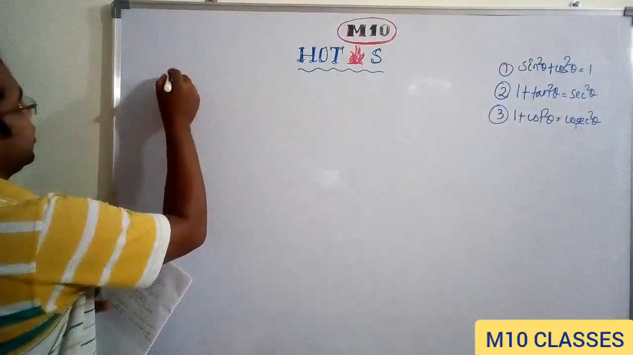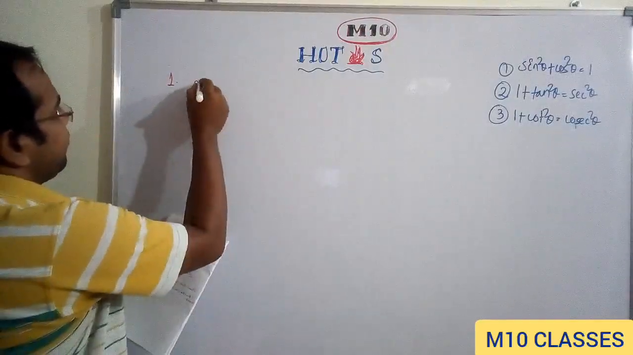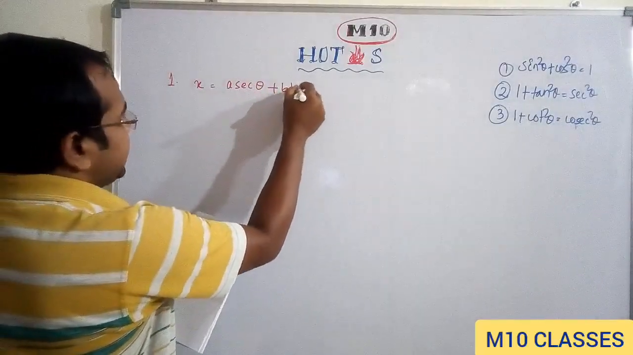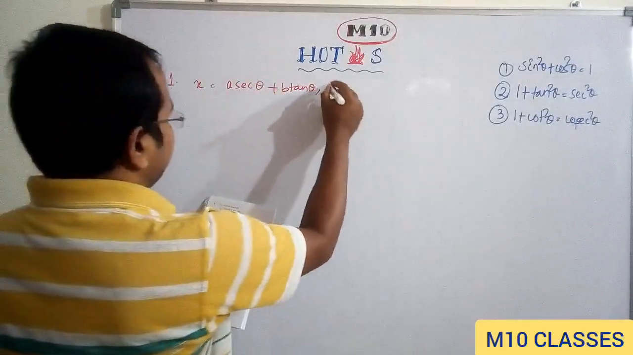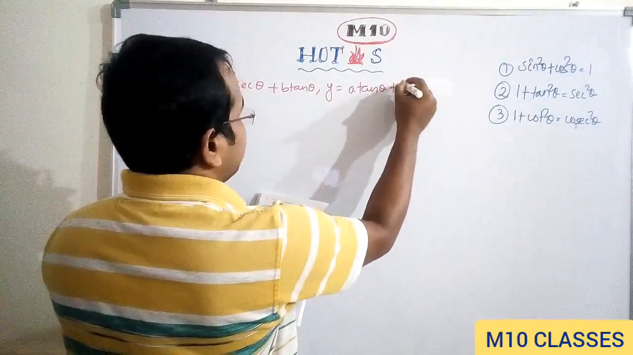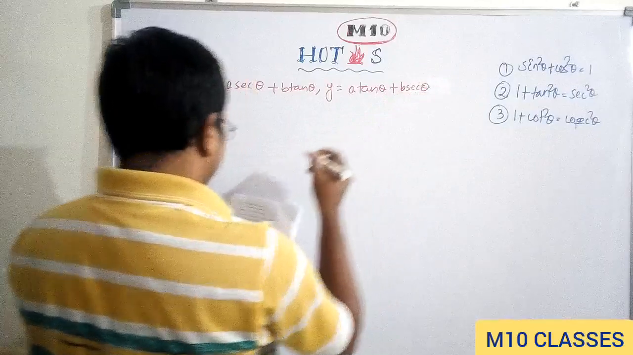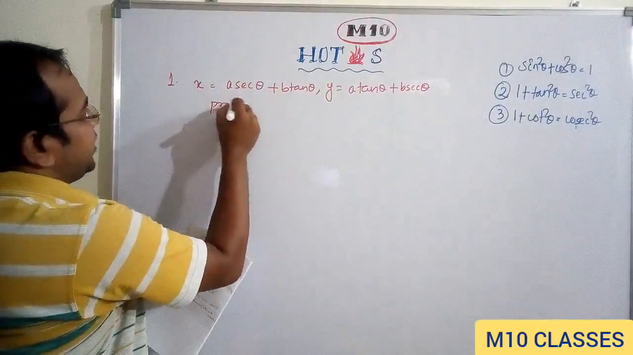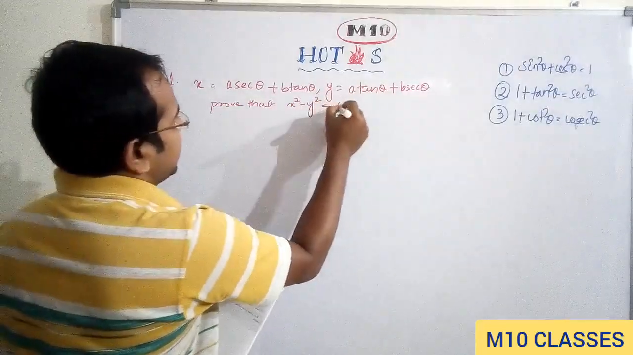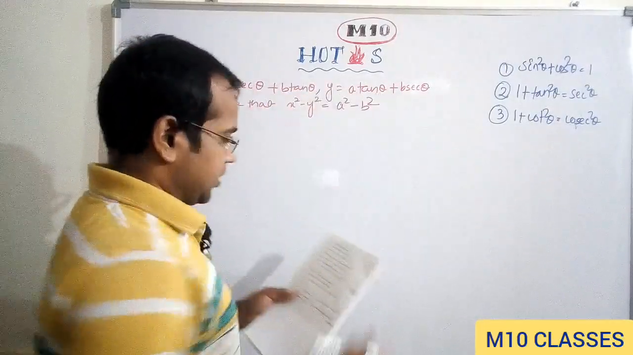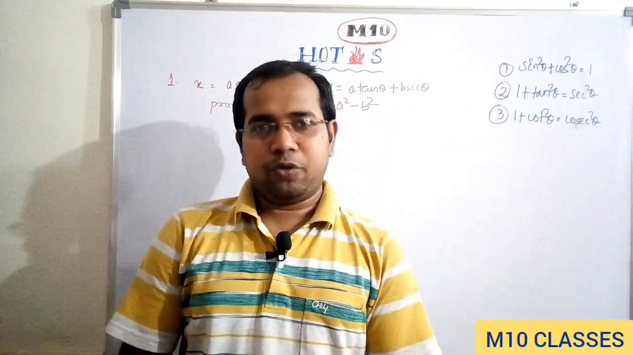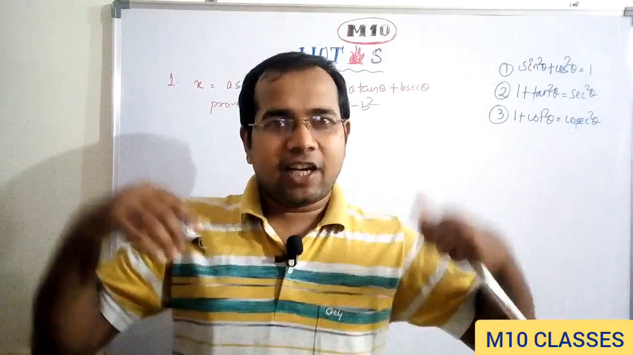So let us go for the first question, that is: if x equals a sec theta plus b tan theta and y equals a tan theta plus b sec theta, then prove that x square minus y square equals a square minus b square. Okay, so students, you just need to focus on the data that is given to you. You don't need to think a lot about this.